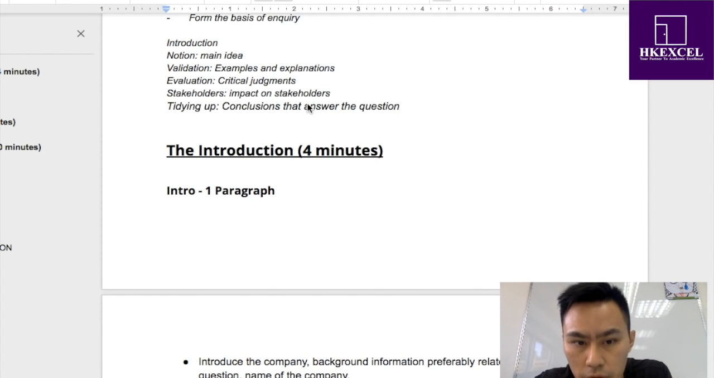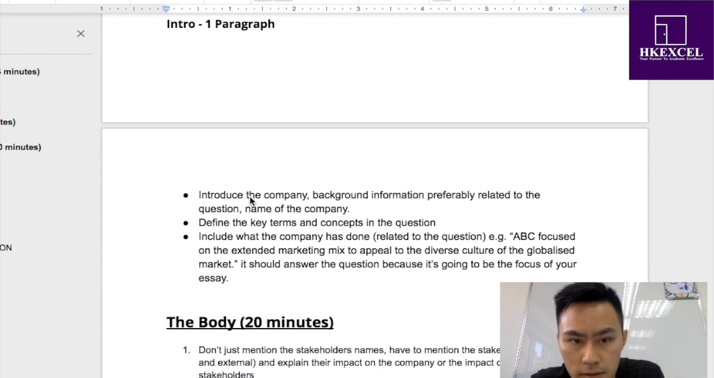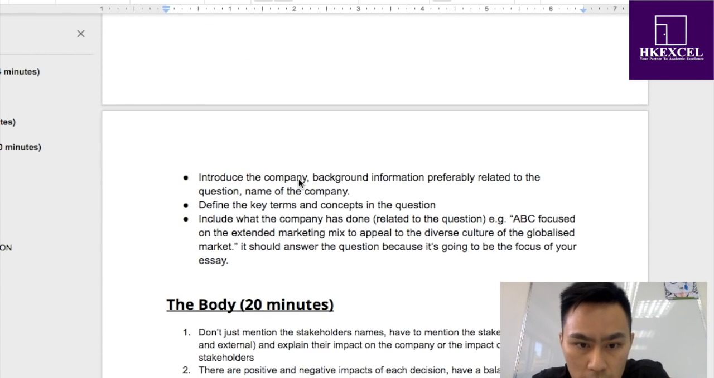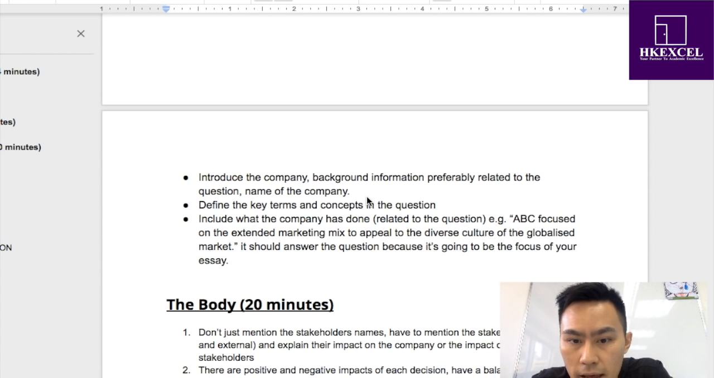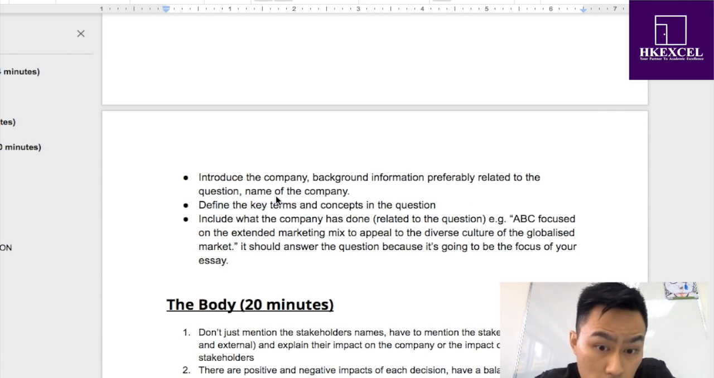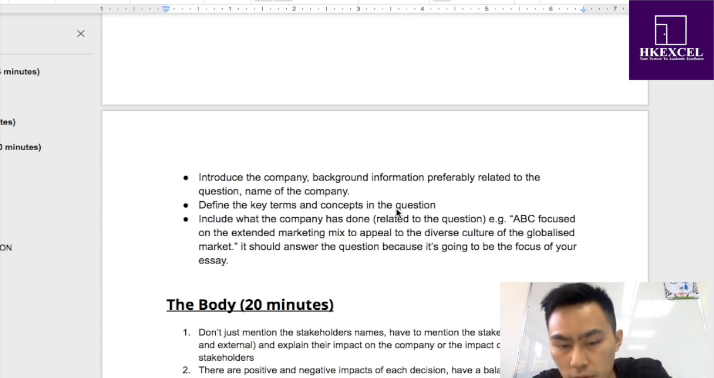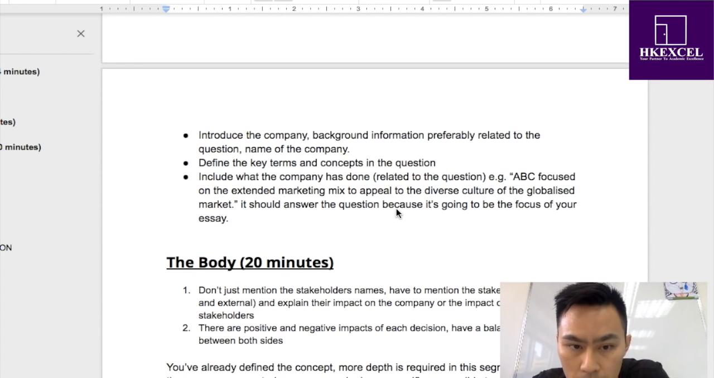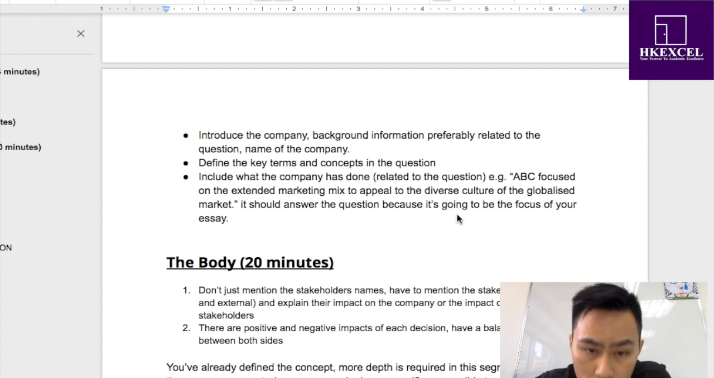Okay, so what should you include in the introduction? Basically, in the introduction, you should talk about the company, what the company is, and the background information related to the questions, right? Then you have to define the key terms and concepts in the questions. For example, if the question is talking about strategy and culture, you have to define what that means, yeah, and include what the company has done related to the question. For example, ABC focuses on the extended marketing mix to appeal to the diverse culture of the globalized market, right? So it should answer the question because it's going to be the focus of your essay, yeah?